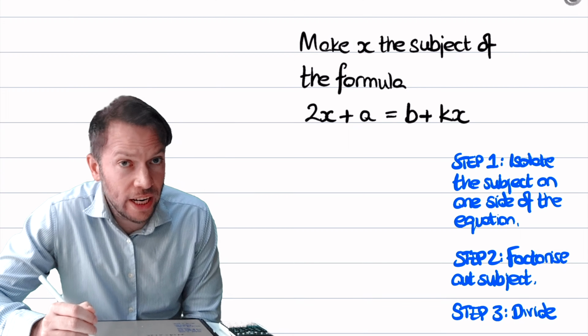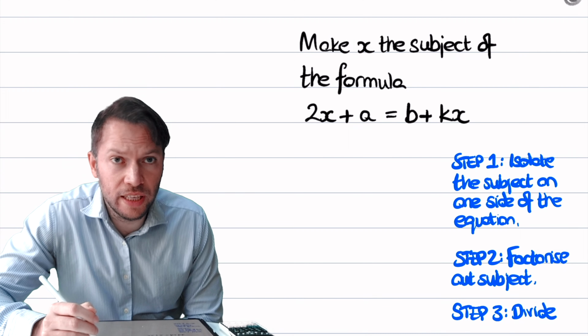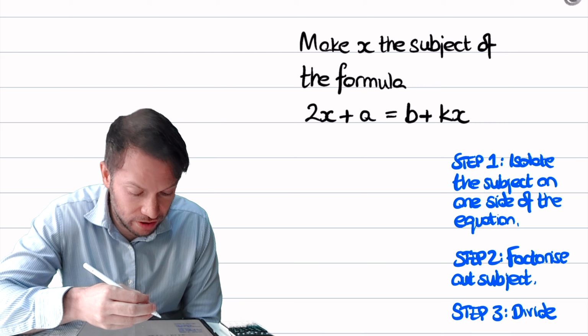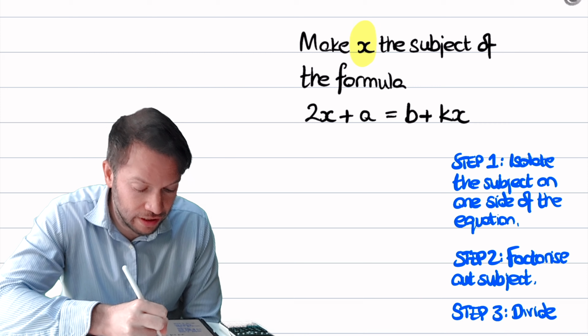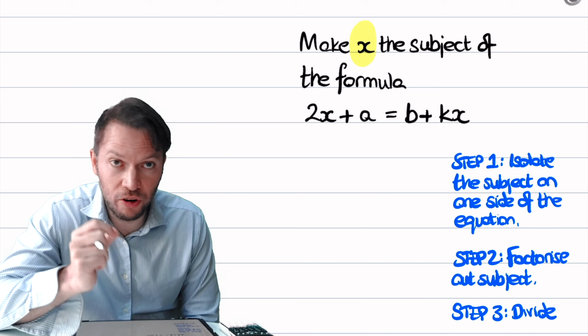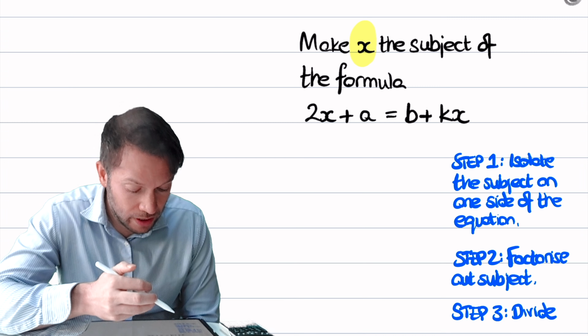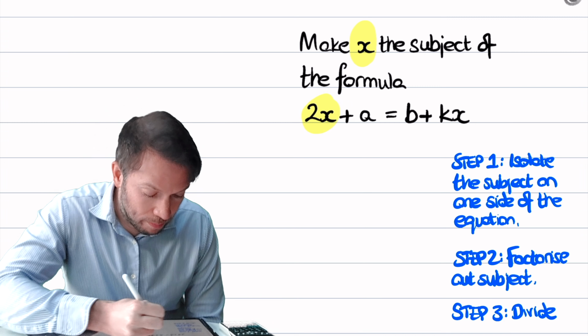Hi, in this video we're going to change the subject of the formula where the subject appears on both sides of the equation. So to make x the subject means you want to get x on its own on one side of the equation only. Now we can see we've got x terms on both sides of the equation.